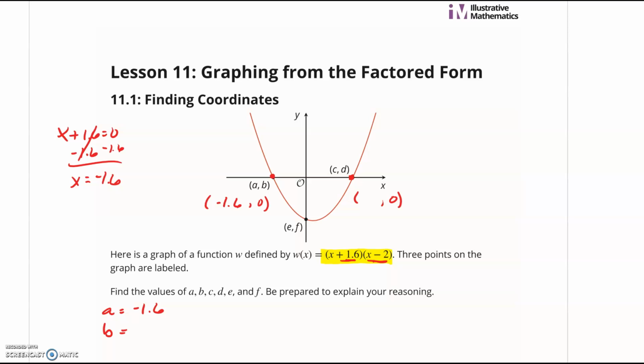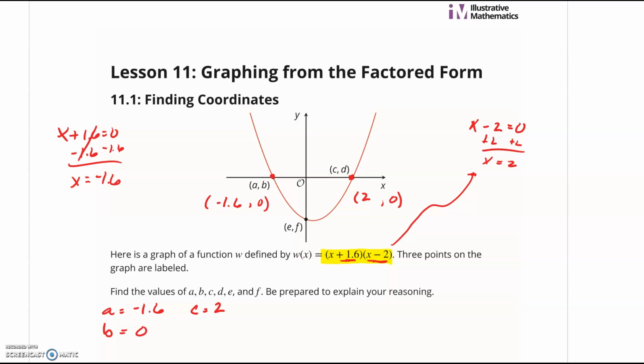I know the value of B is 0. The value of C, I'm going to take this other factor, x minus 2, set it equal to 0, solve, add 2, my x is equal to positive 2. That means this point is 2 comma 0. That means my C value is equal to 2.